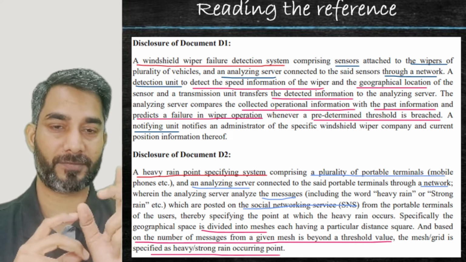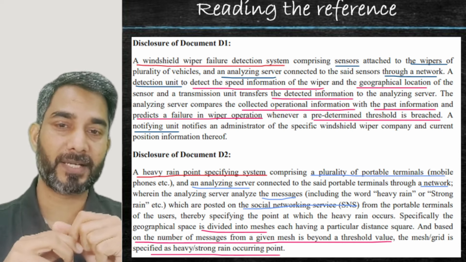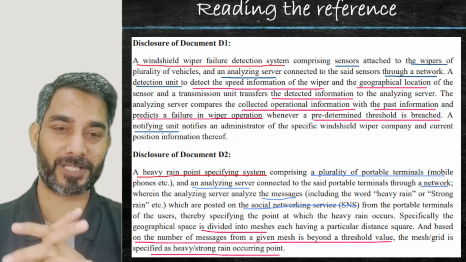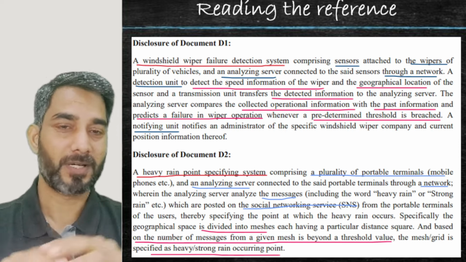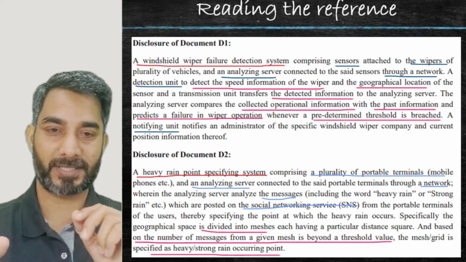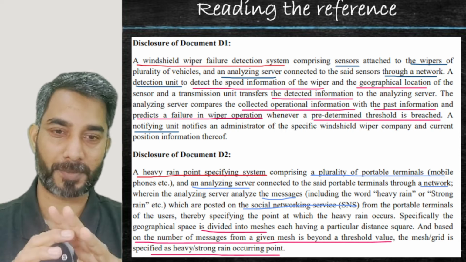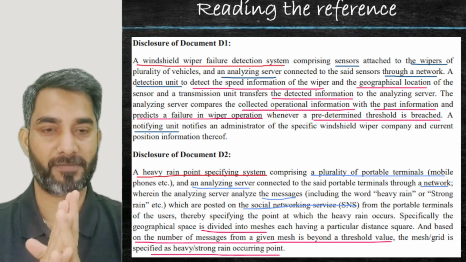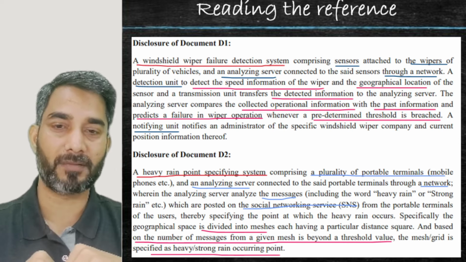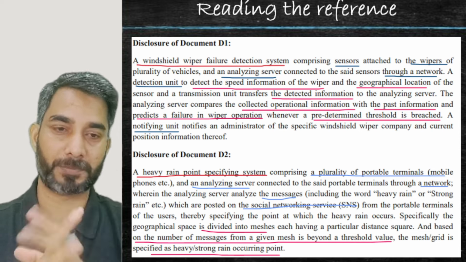There is no statistical information and it's only one vehicle that we are talking about. And it predicts a failure in wiper operation. See, this is where we are different. But again, there is a predefined threshold which is breached. So far what we have understood, sensor is there, common. Wiper is there, common. Geographical location is there, common. All these details are sent to the analyzing server, which analyzes the operational data to identify some event. In our case, we were identifying an event about heavy rain. In this case, we are identifying an event about predicting a failure in wiper operation, wherever a threshold is breached.